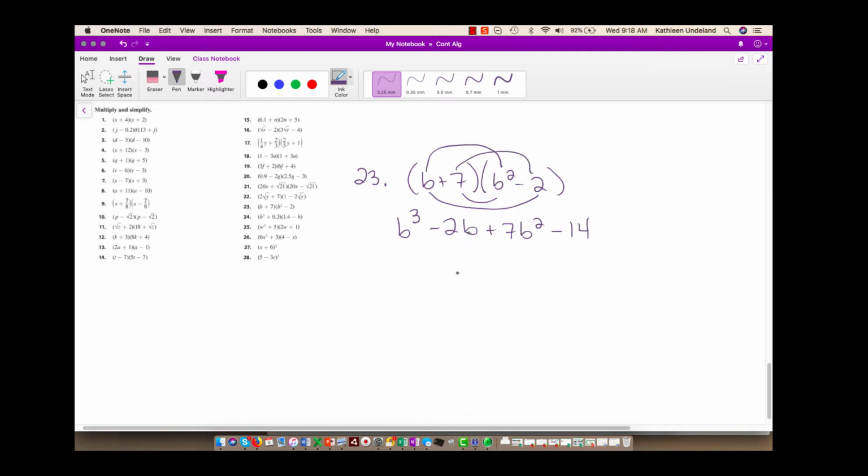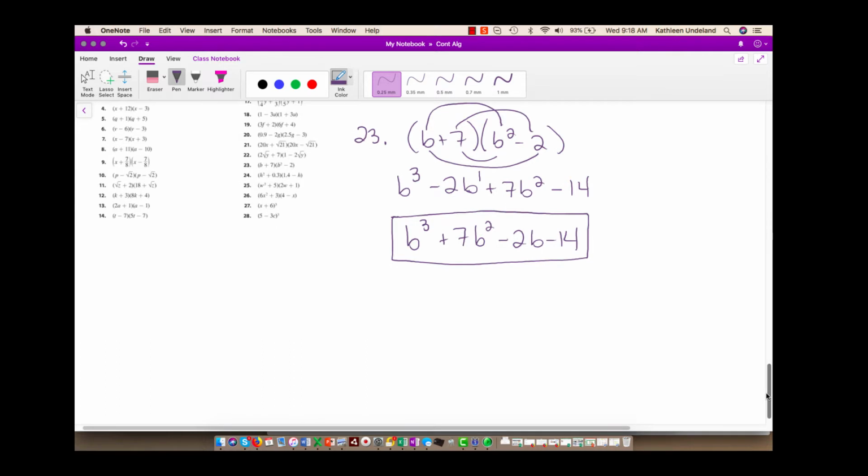This is one of those 5%ers because we don't have things that will combine here, but we do need to, because we don't have like terms. We have a b to the third, a b to the first, a b to the second term, and then a constant term, our plain old number term. So then we just have to write it in standard form since there's nothing to combine. Remember, that's descending order. Power of 3, power of 2, power of 1, power of 0.